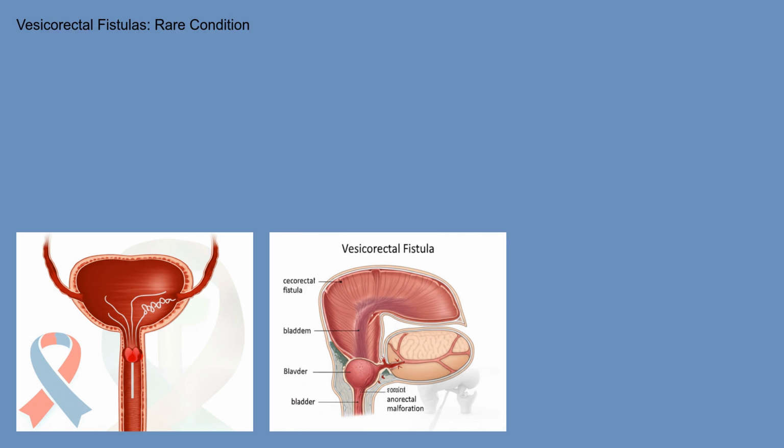Vesicorectal fistulas are considered rare conditions. Accurate epidemiological data is difficult to obtain because many cases may be undiagnosed or misdiagnosed, or due to the variety of causes. The incidence varies depending on the underlying cause. For example, the incidence after low anterior resection for rectal cancer can range from 1% to 5%, depending on the surgical technique and patient factors. In regions where inflammatory bowel disease is more prevalent, the incidence related to Crohn's disease may be higher. Congenital vesicorectal fistulas are extremely rare, occurring in a small percentage of infants with anorectal malformations.